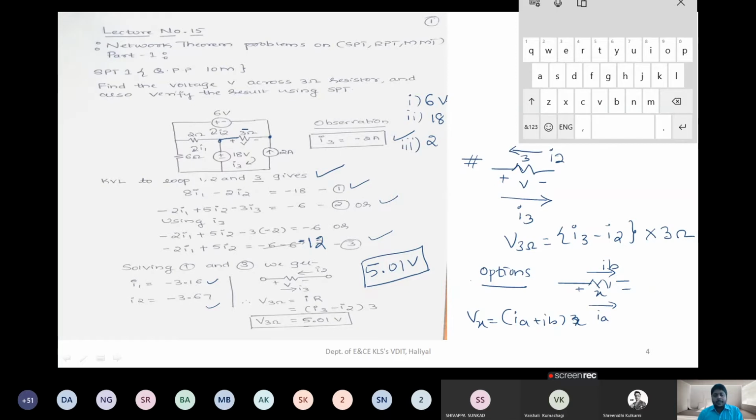So you have to consider the network with 6 volt acting alone, 18 volt acting alone and 2 ampere source acting alone. Okay, 3 cases, if you solve you will get 3 results. So those 3 results, if you add, you should get 5.01 volts only. That means the superposition theorem is verified, we can say. Okay, so we'll see that.